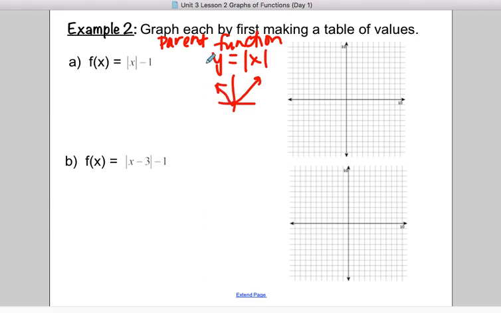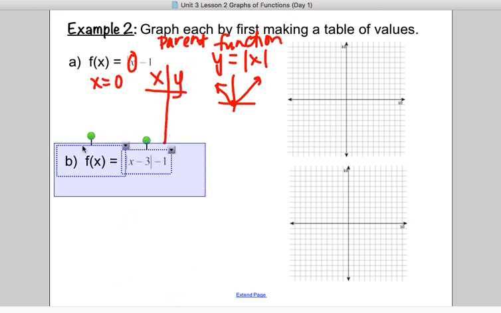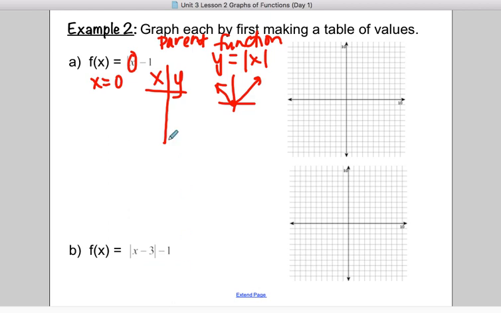Okay, so for this one, we always go ahead and look at what's on the inside of the absolute value. So it's x, and you set it equal to 0. That tells me I'm going to have a vertex at x equals 0. So that means you make your table of values with that being in the very middle of your table. So 0, and then I would say like 2 below and 2 above.